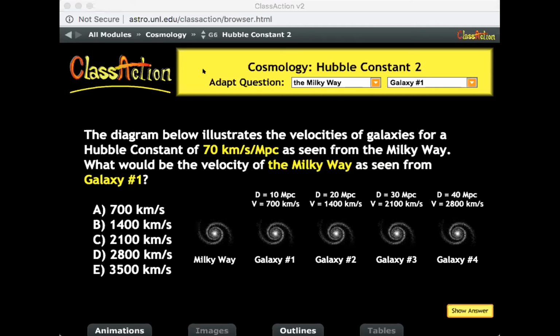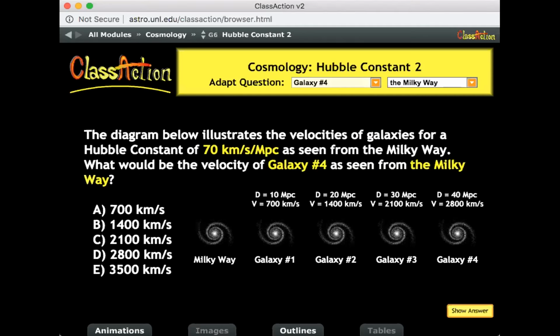Let's do one more here. We've got galaxy 4 and galaxy 2. So what would be the radial velocity of galaxy 4 as seen from galaxy 2? Well, again, all you have to do is subtract these numbers, right? Galaxy 4 is 20 megaparsecs away from galaxy 2. Galaxy 2 thinks they're at rest and sees galaxy 4 moving away from them at 1400 kilometers per second. And so the answer is 1400 kilometers per second.